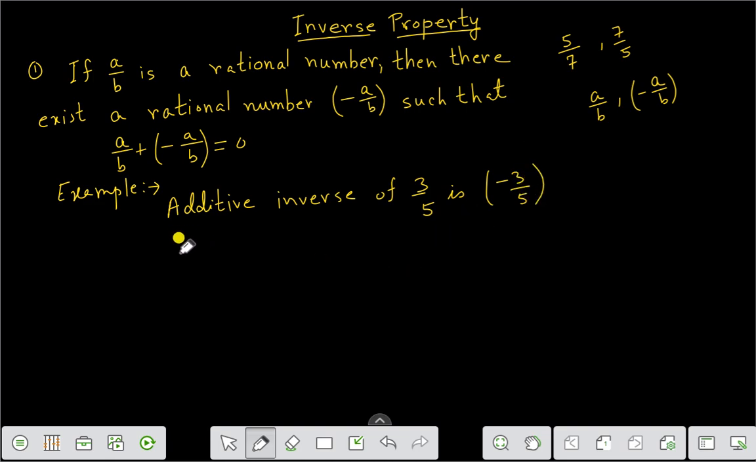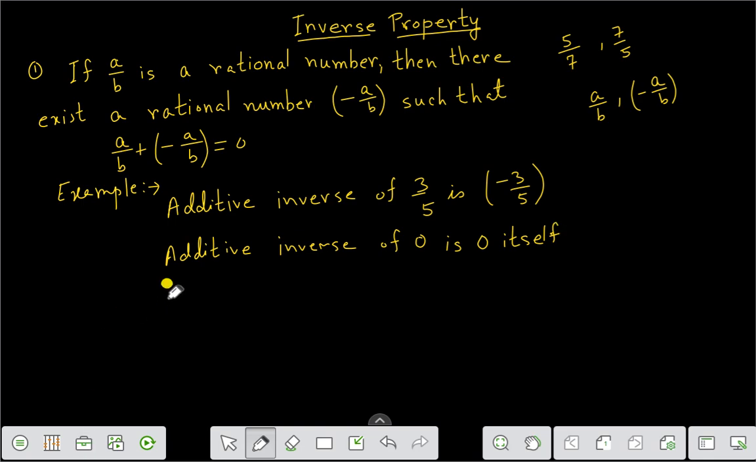If we take another additive inverse, what is the additive inverse of 0? The additive inverse of 0 is 0 itself. That means 0 plus 0 is equal to 0. Therefore, you have to remember that the additive inverse of 0 is 0 itself. Right? In this way, you can find the additive inverse.